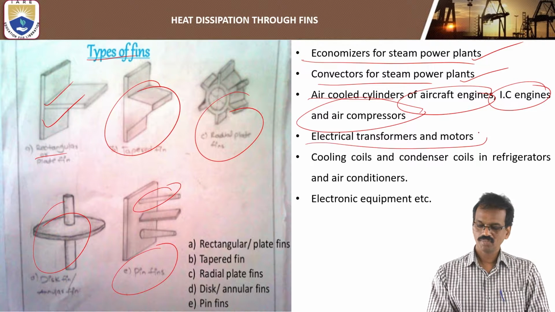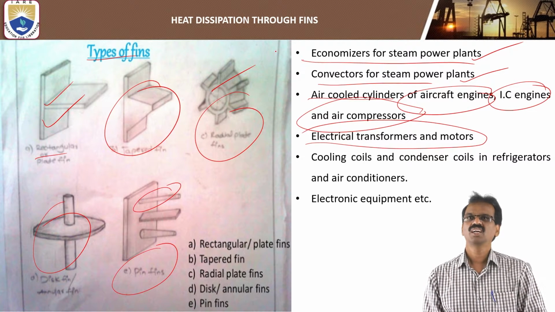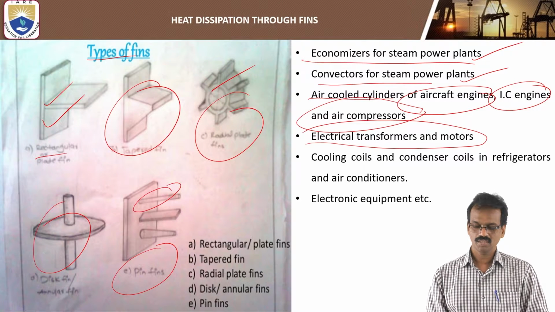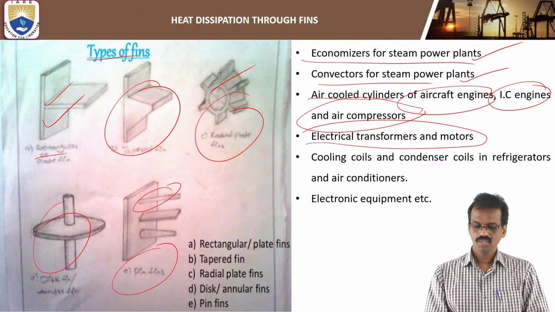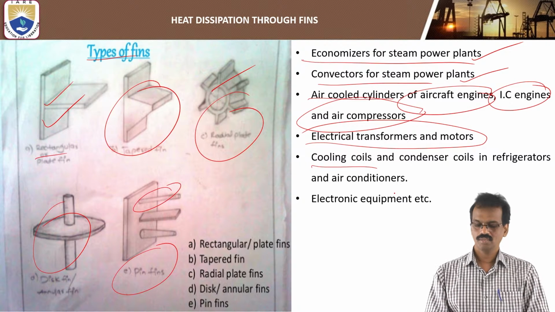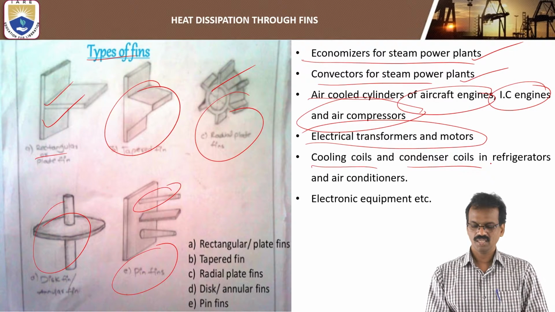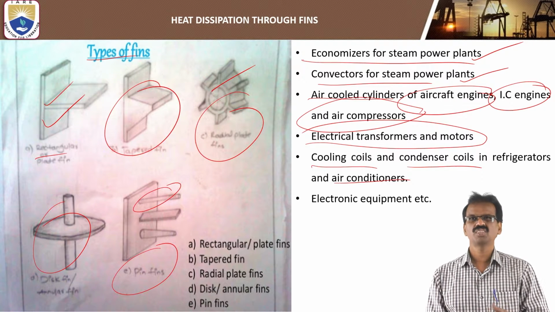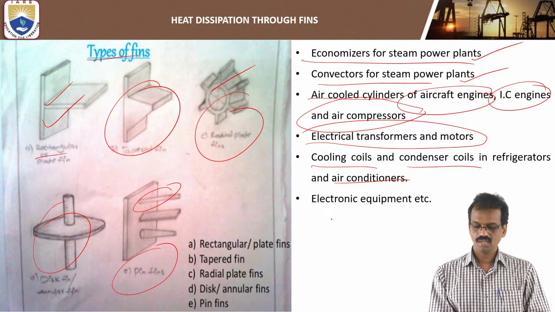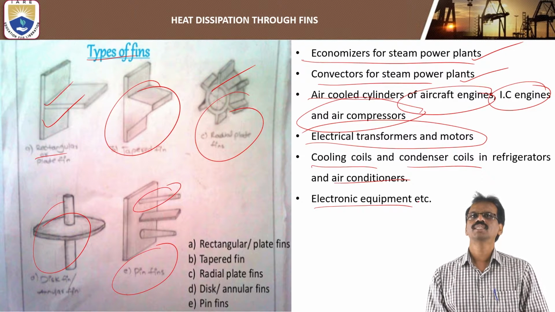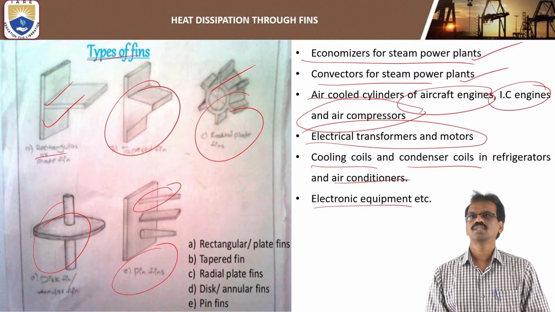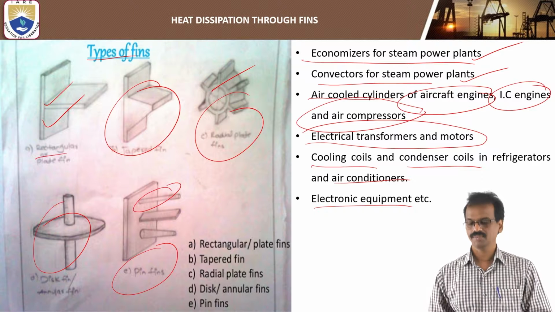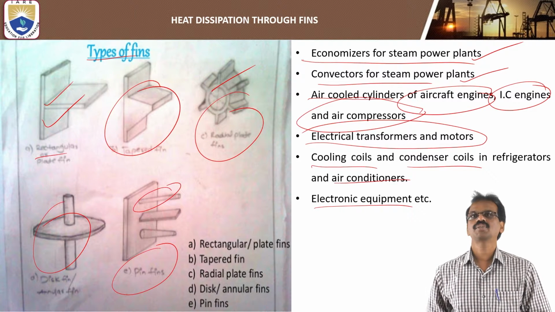In electrical transformers and motors, this type of radial plates we can observe on the surface of the electrical motors. Cooling coils and condenser coils in refrigeration systems and air conditioning systems, here also we'll see some types of fins. We use fins to dissipate the heat from the body or engine to atmospheric conditions. In electronic equipment, you can see fins attached to the electronic surfaces for dissipation of the heat. Okay, so these are the applications and types of the fins.